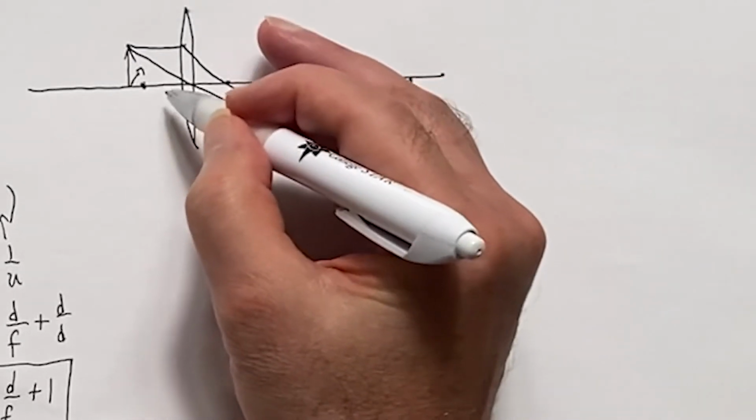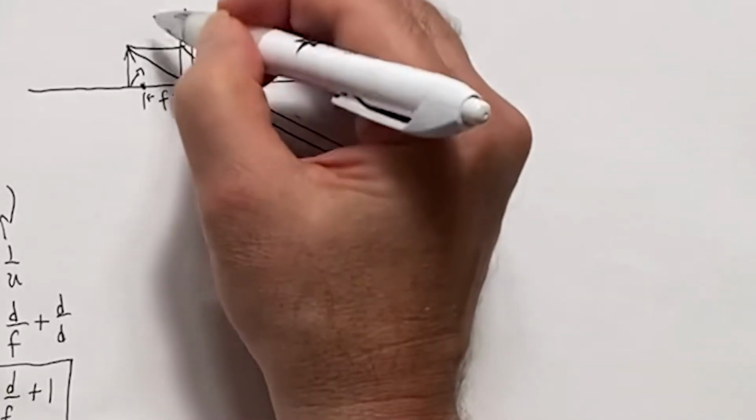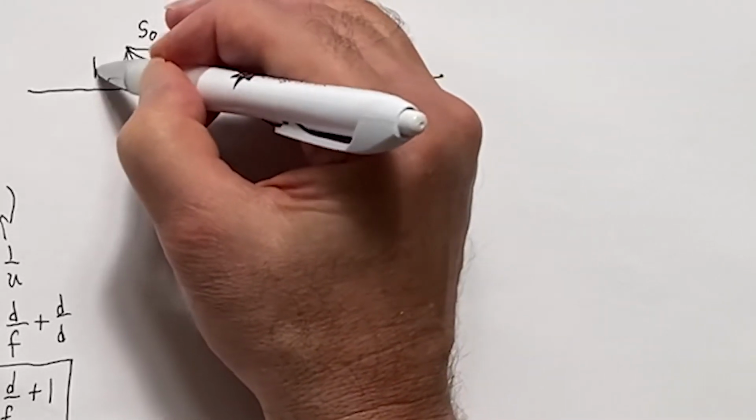So when you do this, you got here your F, your focal length. You got here SO, your object distance, your object height.